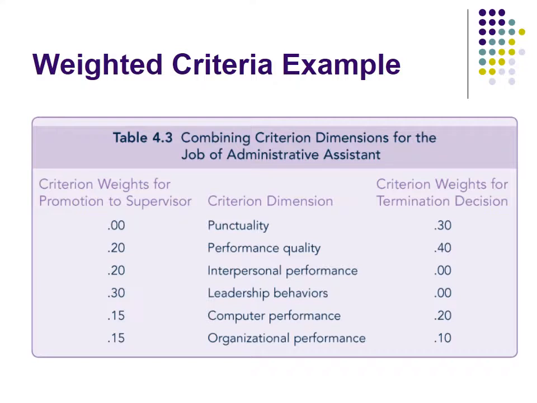We're no longer worried about interpersonal performance because, quite honestly, we're worried that might be a biased rating. That might be capturing a little bit of likability, and we don't want to be accused of just firing someone because they're not liked. Leadership behaviors aren't important because that's not really key to the core job requirements of an administrative assistant. And again, computer performance and organizational performance are factors as well. So you can kind of see how these weights are going to change depending on what kind of decision we're making, and that's what should be done.